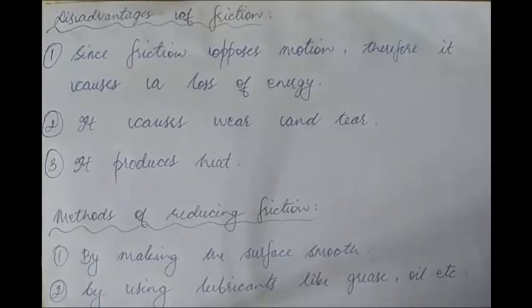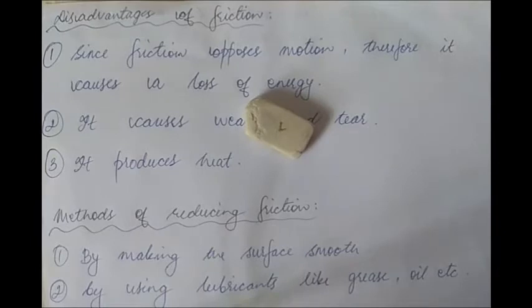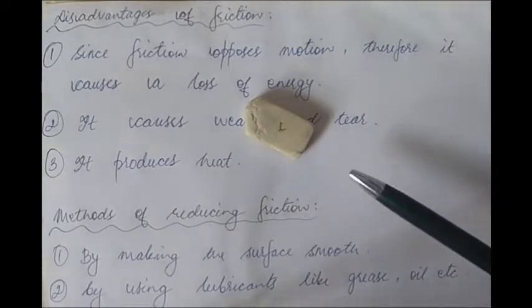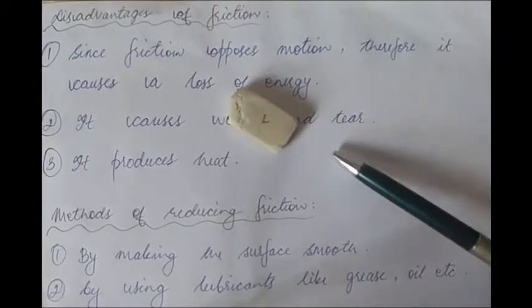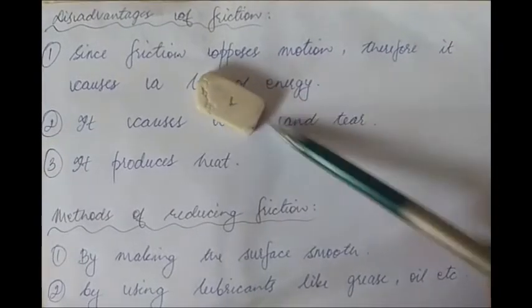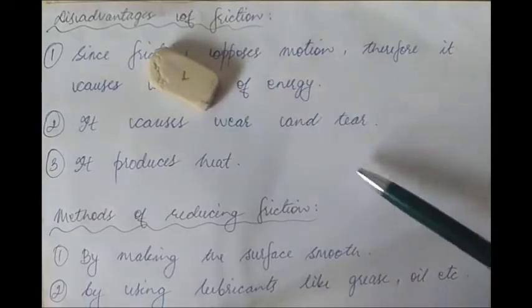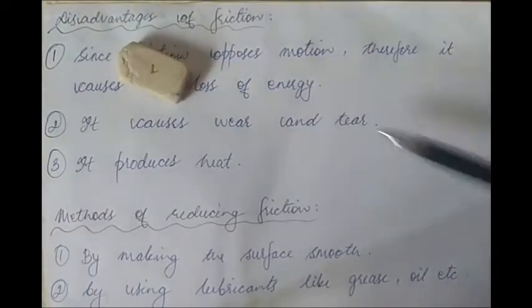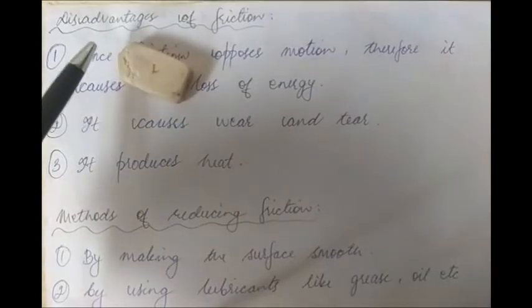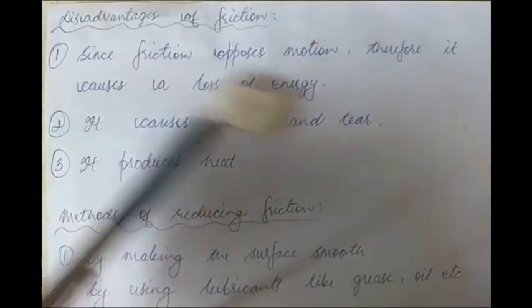Basically, there are three disadvantages of friction, as you can see. The first one is friction opposes motion. So this is my famous eraser here. I want it to go forward, so what I do is I push this eraser. Every time I push it, the eraser is stopping. I push it from this side also, and you see the eraser eventually stops.